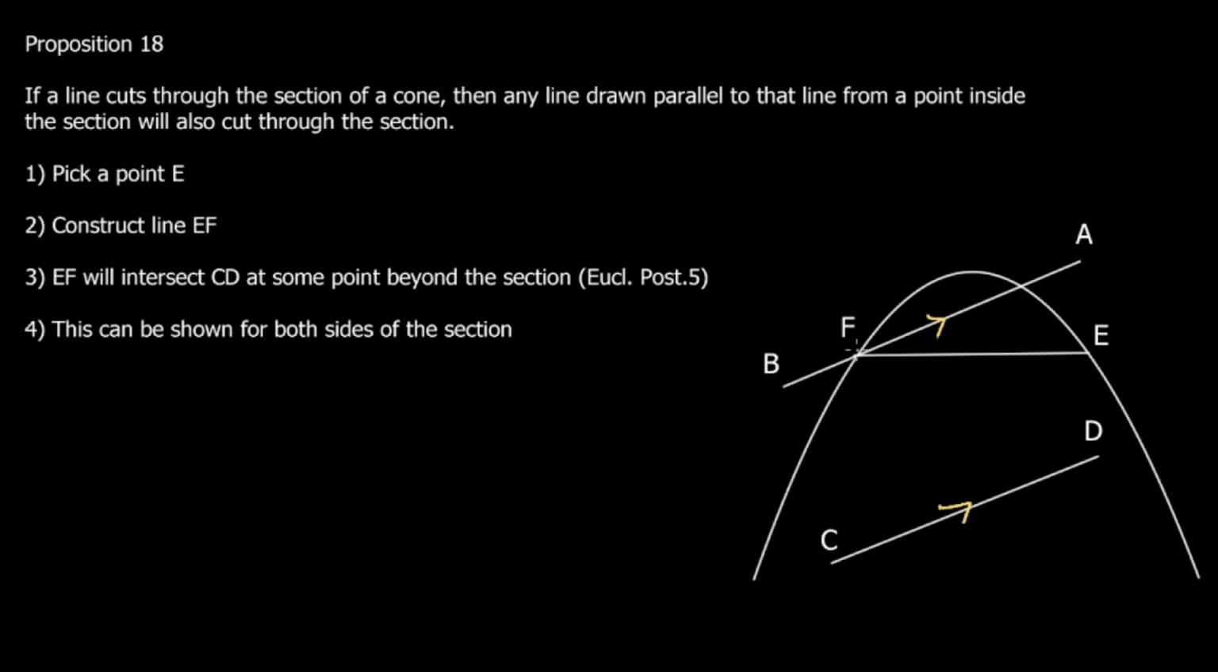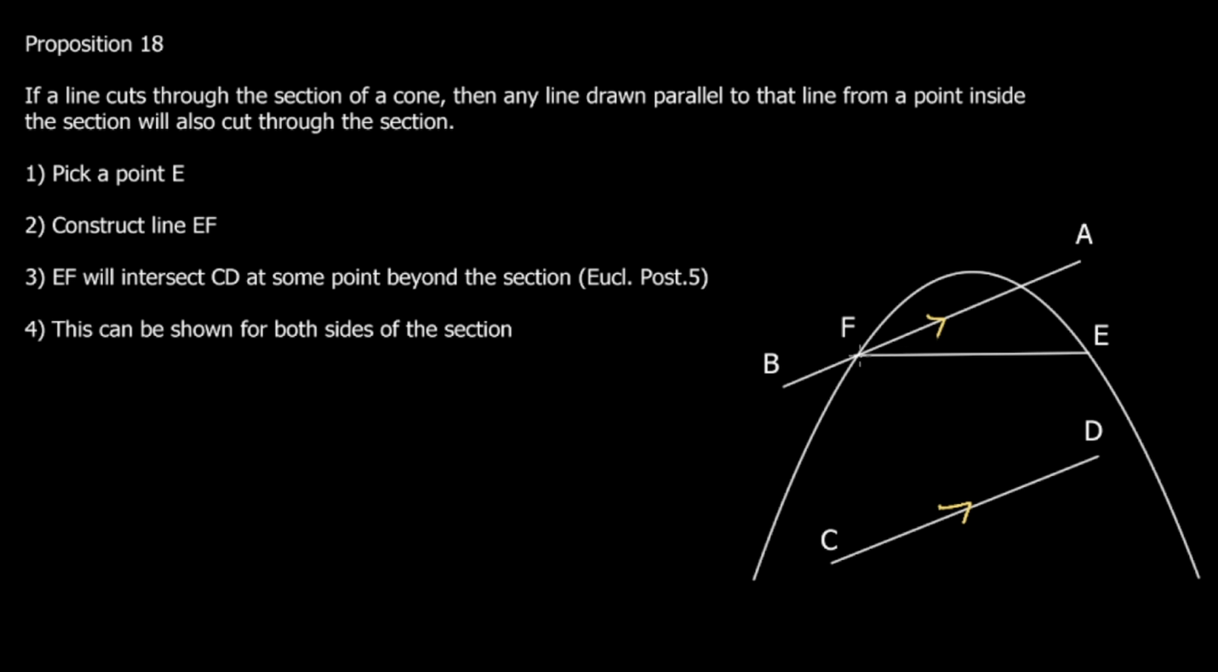So since AB and CD are parallel, and the line EF is not parallel to AB, and we know that because it crosses it at F, it will also cross the line CD at some point, because parallel lines don't cross, and if there is a line that is not parallel to parallel lines, then it will cross, if that makes sense.